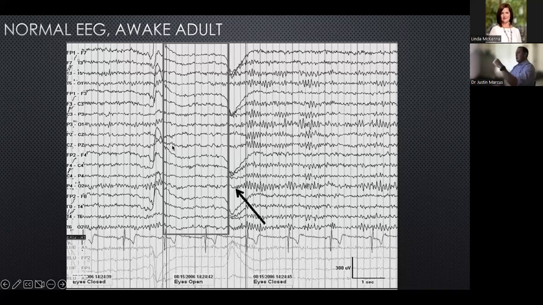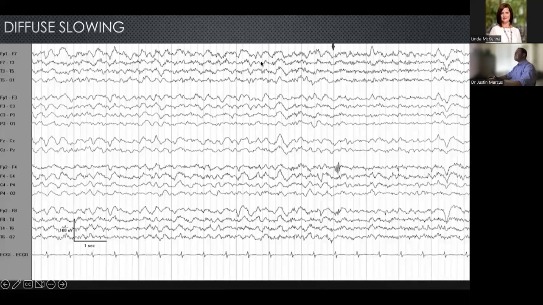What you're seeing in this section with the eyes open, this organization becomes a bit less organized, and then it emerges when the eyes are closed. So this is actually still normal, but the eyes are open. Okay. Next screen, there we go.